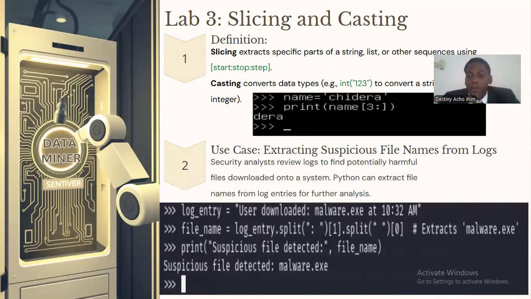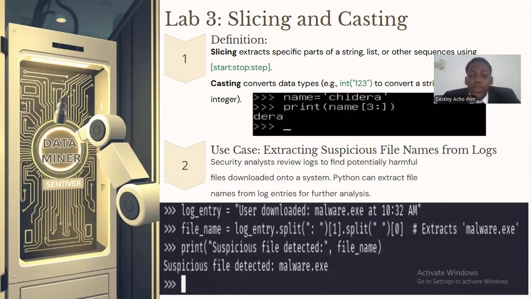Now, in cybersecurity, we often need to analyze raw logs to extract specific pieces of information. Python slicing and casting capabilities allow us to retrieve and process relevant data efficiently. Slicing is a technique that lets us extract a portion of a string, such as an IP address or a file name from system logs. Casting just allows us to convert data from one type to another, such as changing a string representation of a number into an integer.